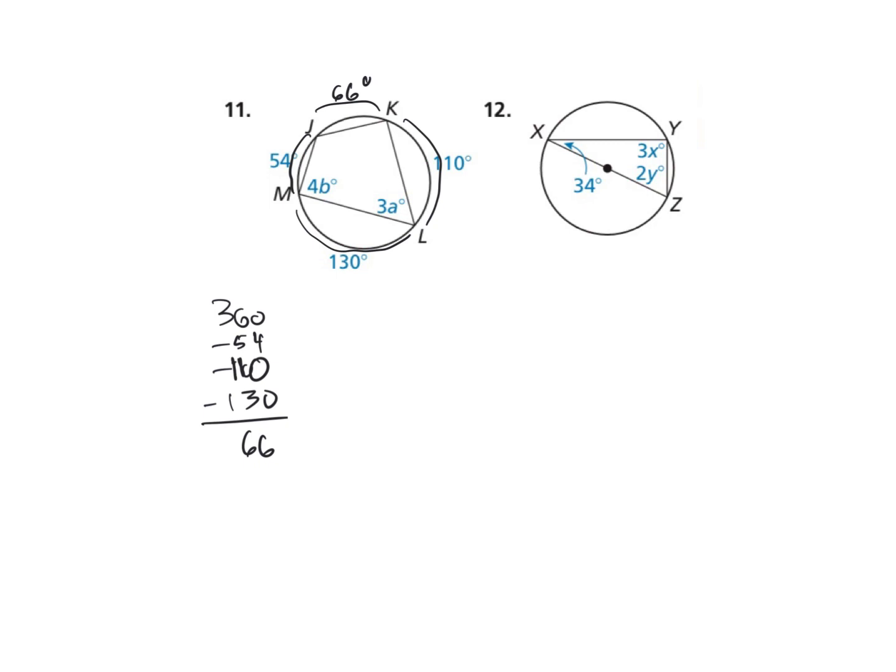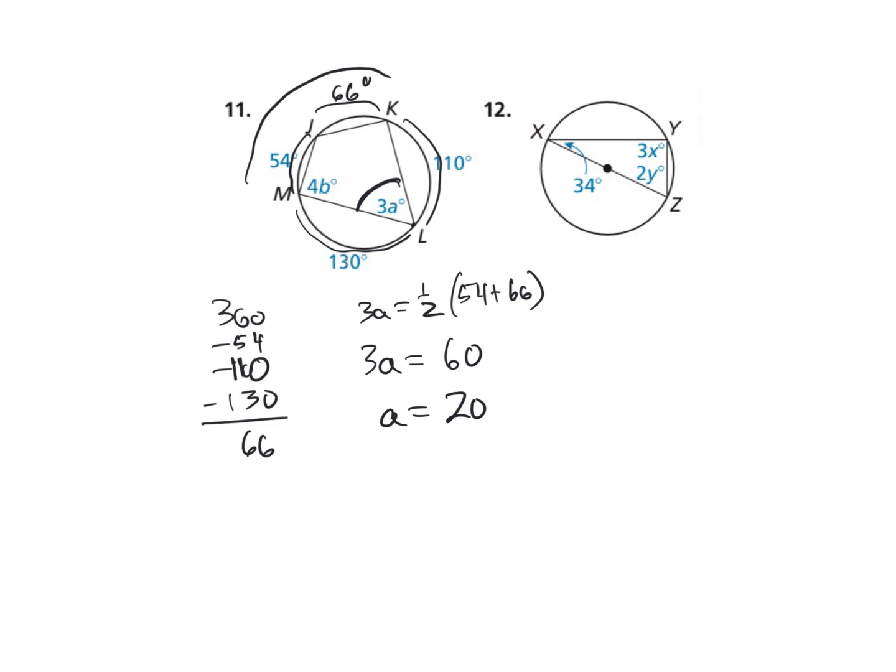Okay, so here's what we're doing. This arc, 3A, or excuse me, that angle, is equal to this big arc. So 3A is equal to, it's an inscribed angle, 1/2 of the arc. So 54 and 66, that's 120. So half of 120 is 60. So divide by 3, and A is 20.